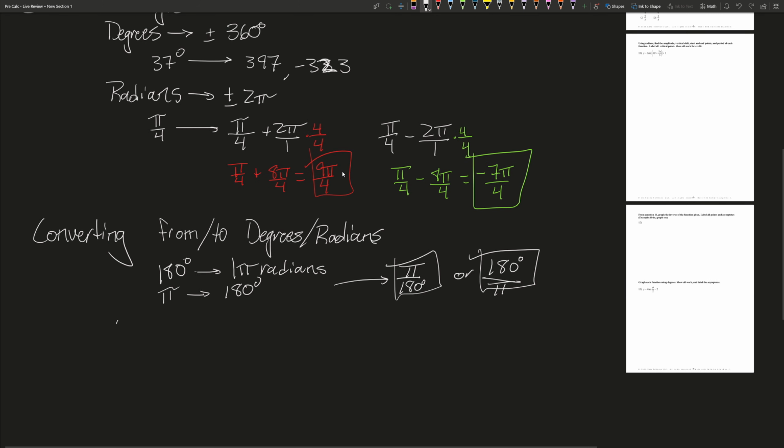For example, to convert 60 degrees to radians, we multiply by our conversion factor of pi over 180. A really easy trick to know what you're multiplying by: if you have degrees, your other degree factor needs to be in the denominator. So we get 60 pi over 180, and if we simplify that, we get pi over 3.